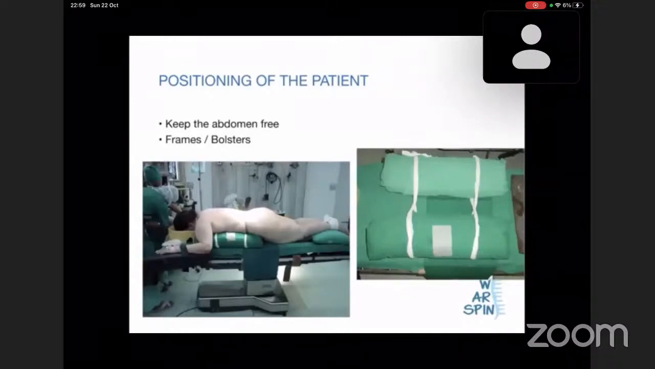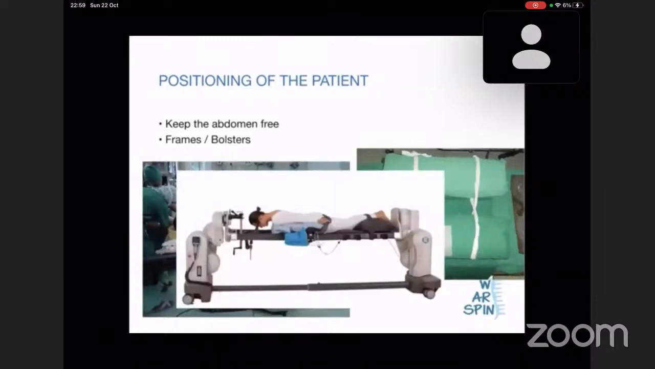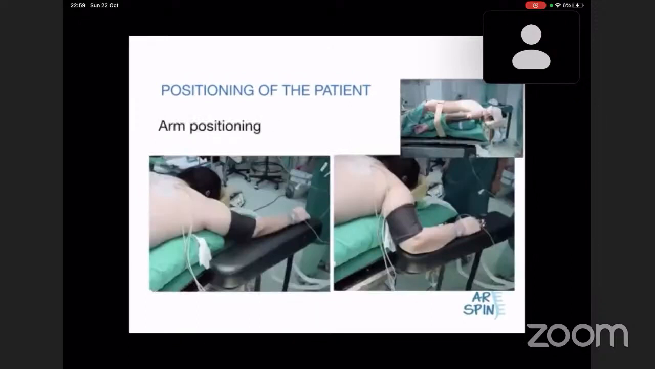You have newer generation tables available, like the Jackson frame, which has multi-point fixation, and the abdomen is completely free. Remember, when you're positioning the patient, the arm should not be abducted. This causes traction to the ulnar nerve, and sometimes you can land up with ulnar nerve palsy.